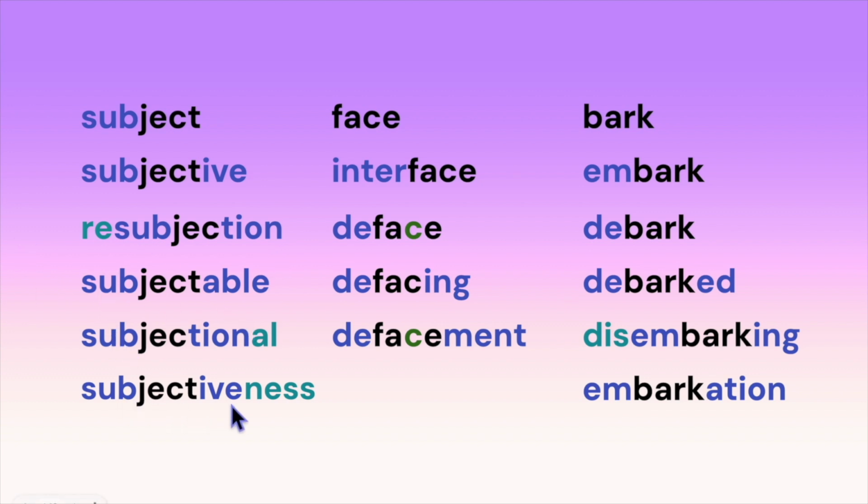Subjectable, subjectiveness. Here we have the root face, interface, deface. Notice the C has its soft sound of S because it's followed by an E. Defacing, this E gets dropped when we add a suffix starting with a vowel. Defacement. Here we have bark, embark, debark, debarked, disembarking, embarkation.